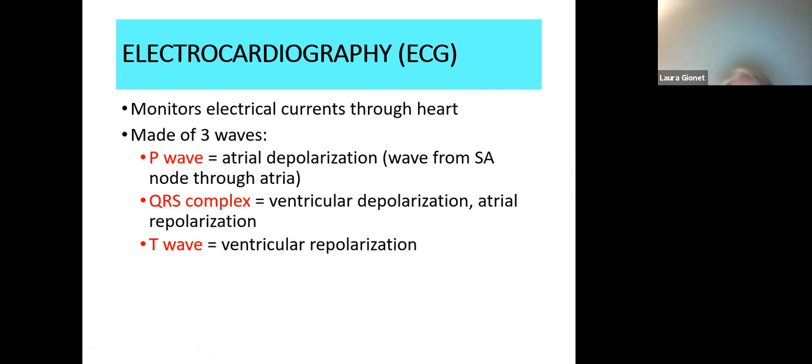Following ventricular depolarization is our T wave, and that represents ventricular repolarization. So the P wave, we have atrial depolarization alone. The shape of that wave is going to reflect depolarization in the atria only, and contraction there. The QRS complex and the shape of it, we have two things functionally occurring: atrial repolarization and ventricular depolarization.